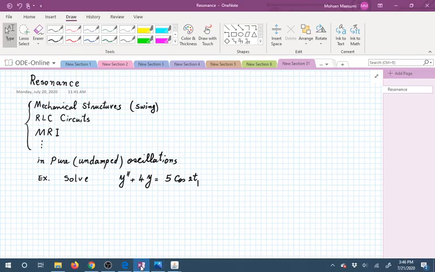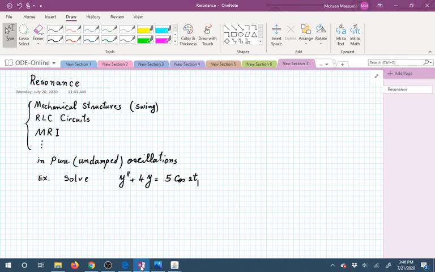Resonance is something you hear about in a variety of topics. You see it mentioned in mechanical structures, you could see it in electronic circuits. MRI refers to magnetic resonance imaging, and then you see the topic showing up in other areas, sometimes chemistry, sometimes biology, and so on. Let's go ahead and take a look at a simple example of resonance.